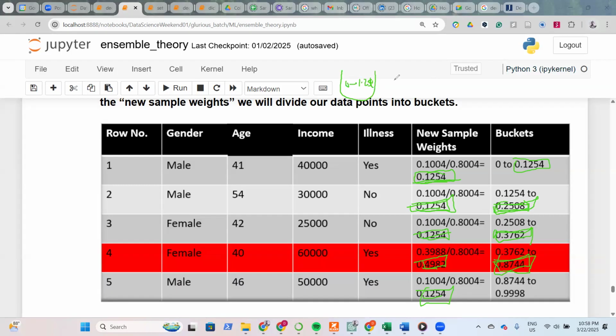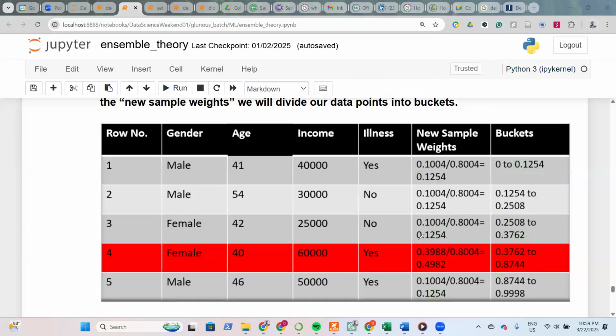This bucket ends at 1.254, so the next bucket will start from 1.254. Where will it end? It will end where you take the weight of the next record and add it to where the previous bucket ended, the maximum of the previous bucket. That gives you where this one is supposed to end. So if you add this to this, you get this. That's how you get a bucket. So we are going to have 0.2508, and we do that for all the records to get all our buckets.